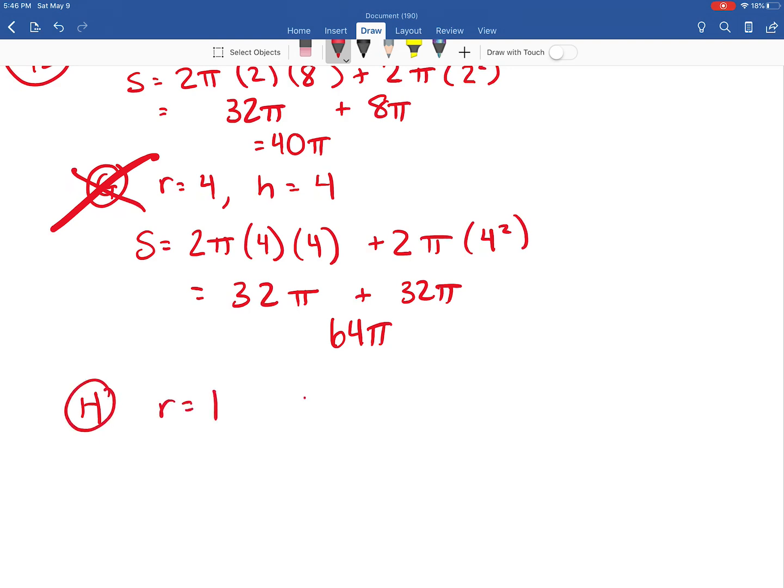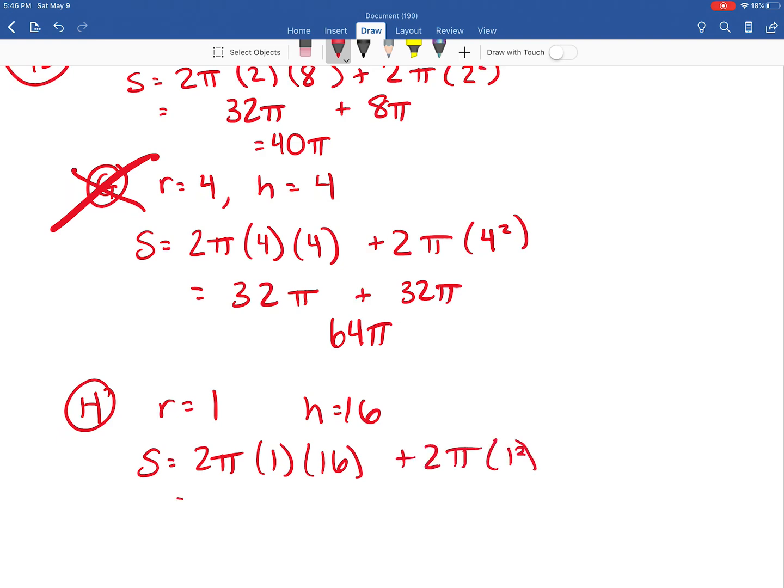Letter H, my diameter is 2, so my radius is 1, and my height is 16. Surface area would be 2 times pi times r times h plus 2 times pi times r squared.